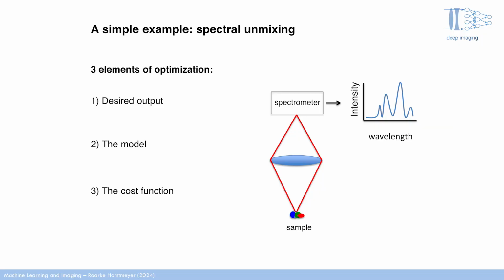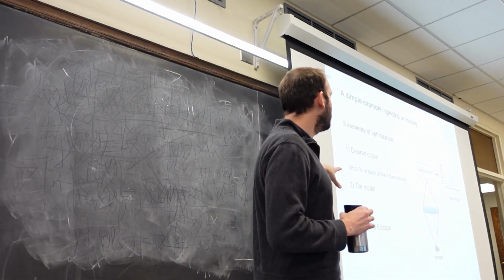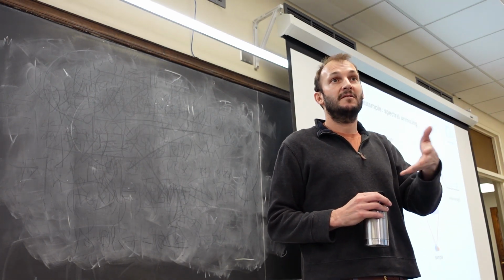Okay, so let's go through these 3 elements of optimization. What's our desired output in this spectral unmixing problem? Percentage of each color, percentage of each fluorophore. So we're going to say there's 9 different fluorophores in this problem. Why 9? I just made that up. It could be whatever, but that's a believable number of fluorophores that one might use to probe their sample, just to be concrete. So the output is what percentage of each of the 9 fluorophores are in the sample, right? It's a set of 9 numbers or a vector of dimension 9.